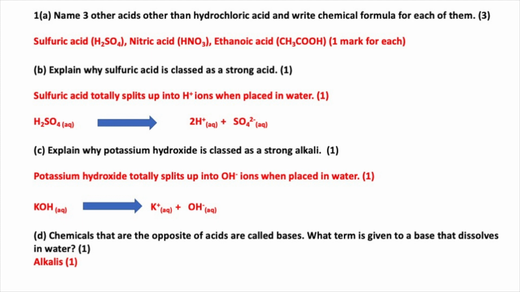Now for question C, you're asked why potassium hydroxide is classed as a strong alkali, and this is 1 mark again. So this is because potassium hydroxide totally splits up into OH- ions when you put it in water. 1 mark for that. Now once again, I've illustrated this with an equation. KOH splits up into K+ and OH- ions.